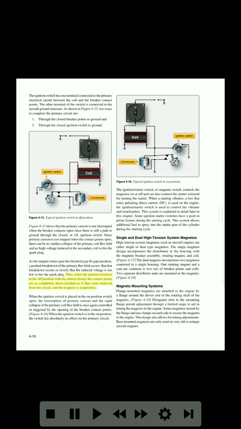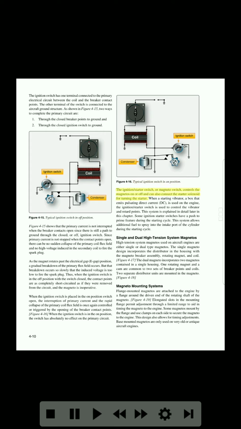Thus, when the ignition switch is in the off position with the switch closed, the contact points are as completely short-circuited as if they were removed from the circuit, and the magneto is inoperative. When the ignition switch is placed in the on position, switch open, the interruption of primary current and the rapid collapse of the primary coil flux field is once again controlled or triggered by the opening of the breaker contact points. Figure 4-16. When the ignition switch is in the on position, the switch has absolutely no effect on the primary circuit. Coil. Ignition switch. On. Condenser. Figure 4-16. Typical ignition switch in on position.